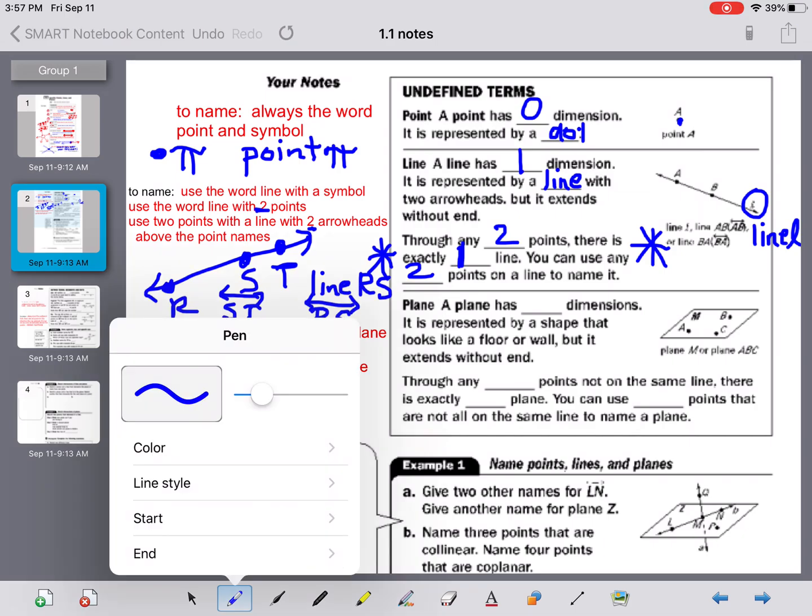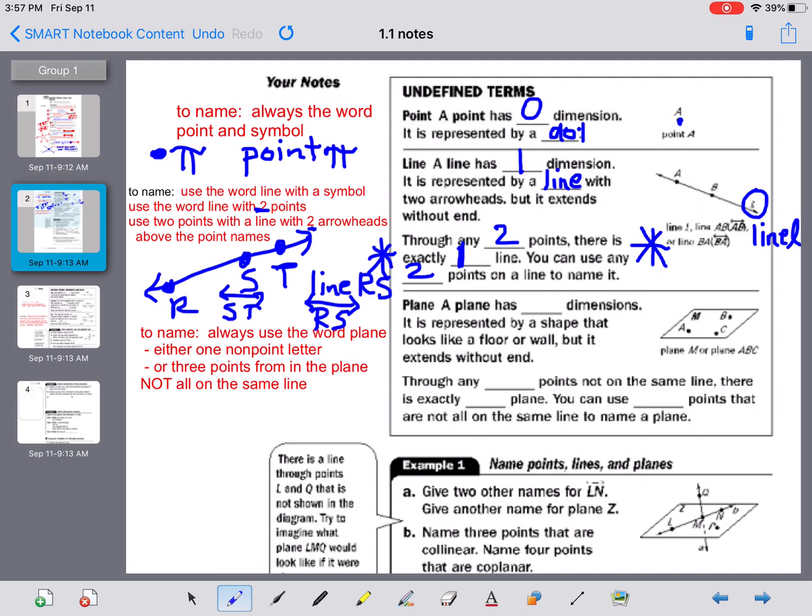All right. A plane. A plane has 2 dimensions, okay? It has like a length and a height type thing, or a length and a width, okay? It's represented by a shape that looks like a floor or a wall, but it extends without end forever, okay? Through any 3 points not on the same line, that's important, there is exactly 1 plane. And you can use 3 points that are not on the same line to name the plane, okay? Now, let me draw you a plane here.